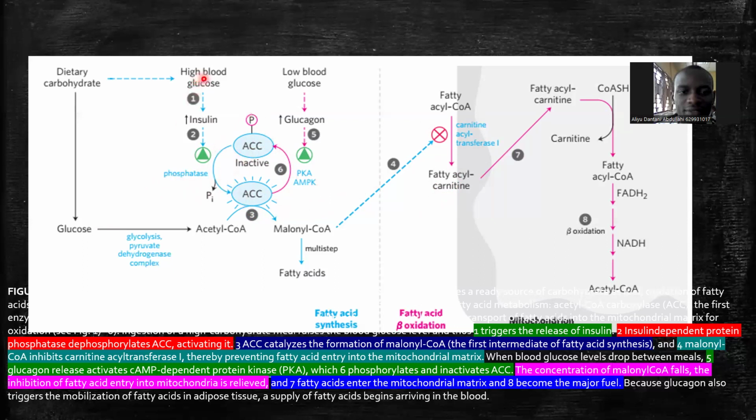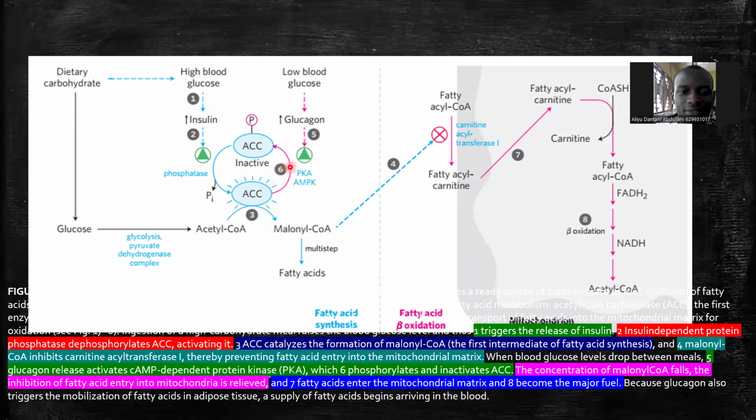Let's say in the presence of high blood glucose. When you have high glucose in the blood, the body will try to convert some of that glucose to fat so that it can be stored in your adipose tissue. So the presence of high blood glucose will dephosphorylate the enzyme, removing the phosphate group that's inhibiting ACC from working. It will be removed using a phosphatase. Your ACC is now active, and it will start converting acetyl-CoA to malonyl-CoA and malonyl-CoA to fatty acids.